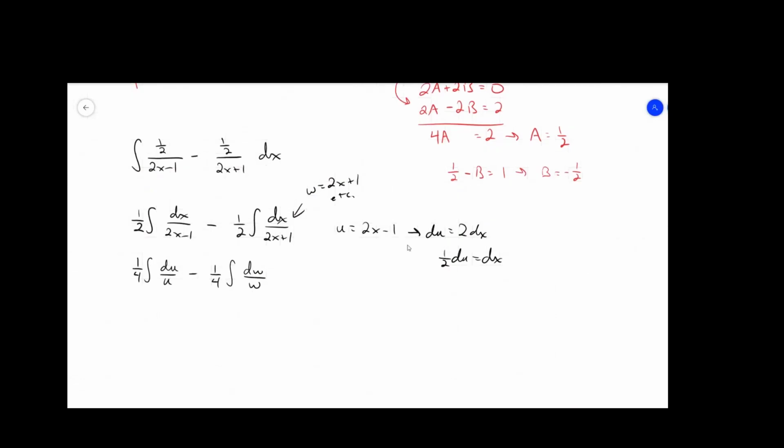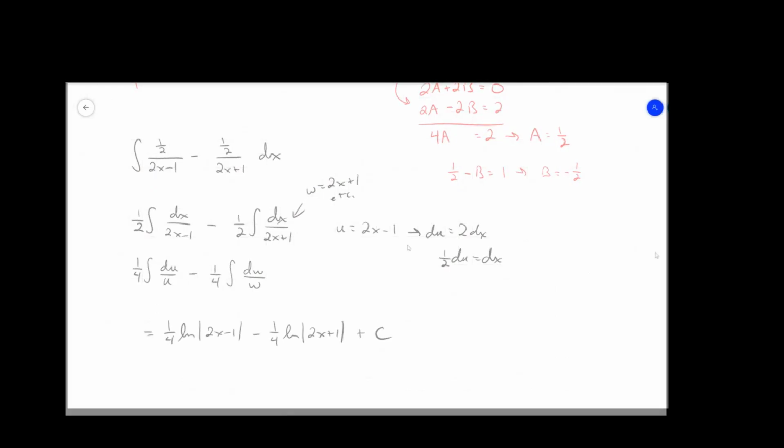And then you could say the final answer here is 1/4 natural log of u, but what was u? u was 2x minus 1. The next one, sorry, 1/4 ln w was 2x plus 1 in that case. So there we go. All right, so we saw that first example of how these work. Let's do a couple more.